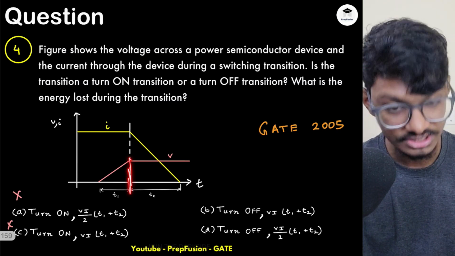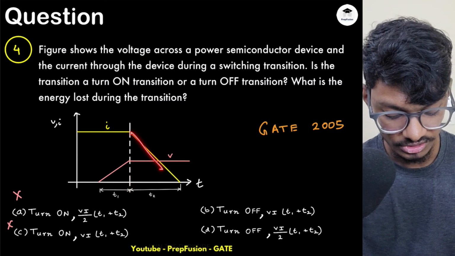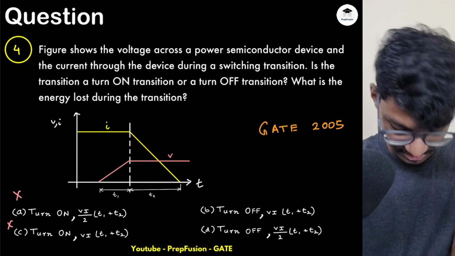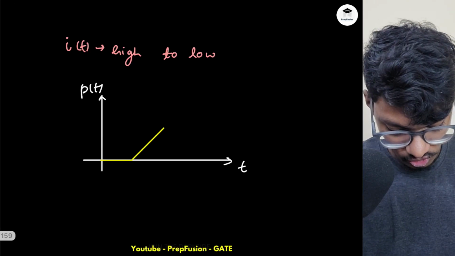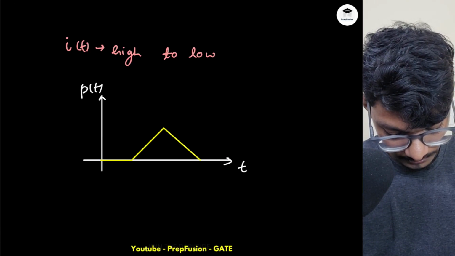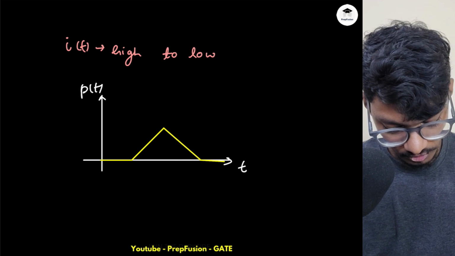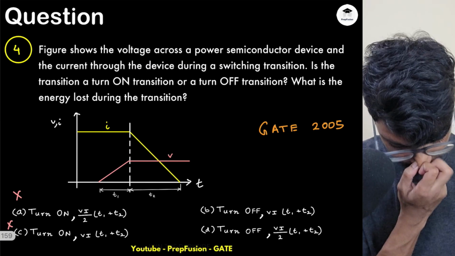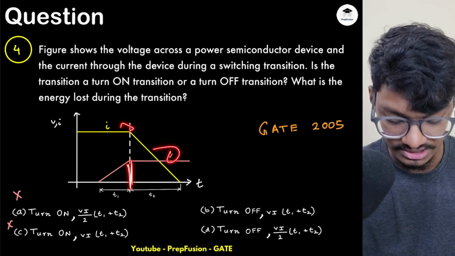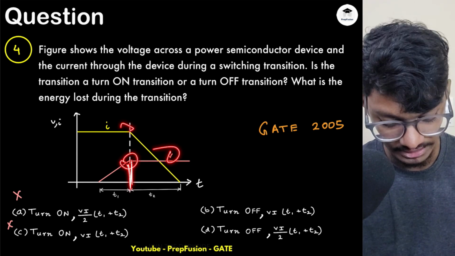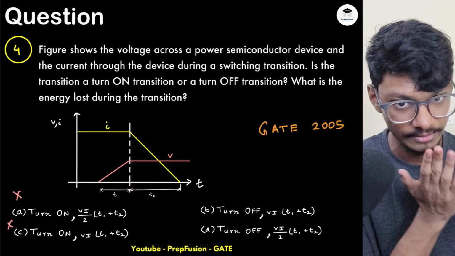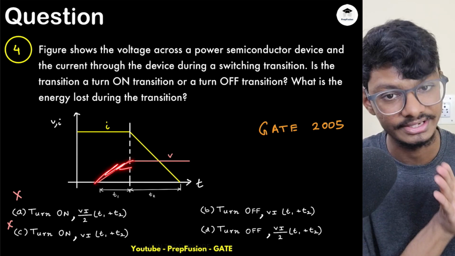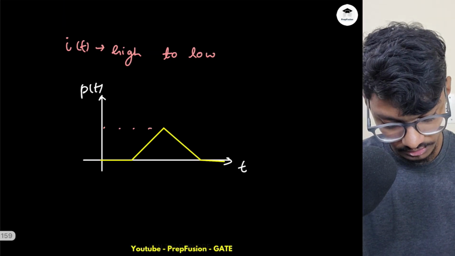Again, just after this time t1, what is happening? The current is reducing, but the voltage amplitude is fixed. So again the shape has changed, but the amplitude is fixed. So this will be something like this. And what will be this peak value? It will be V times I, because at this instant t1, the voltage across the switch is V and the current through the switch is I. So the peak value will be V times I, and just after that it will reduce from V times I, and just before that it was increasing from 0.